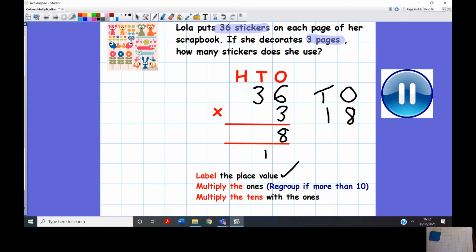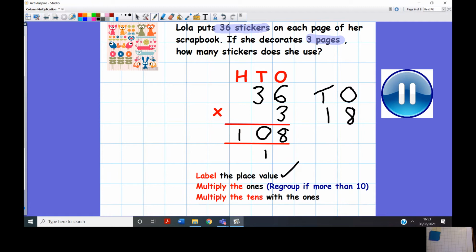3 times 3 is equal to 9. You spotted it. That's not my answer, is it? No, because I've not added our regrouped 10. So 9 tens add 1 ten is equal to 10 tens. Can I have 10 tens in my tens column? Absolutely not. I need to regroup. So 10 tens is the same as what? 100, absolutely.